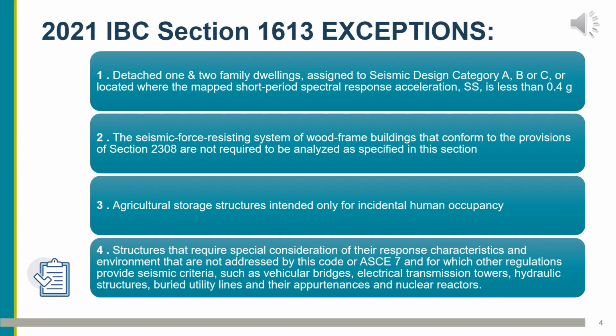And of course, there's always exceptions in anything in the code, right? So detached one or two family dwellings pretty much are excluded. Wood frame buildings that conform to provisions of 2308 are not required. Agricultural buildings, and structures that require special consideration, such as transmission towers, hydraulic structures, and that nature.